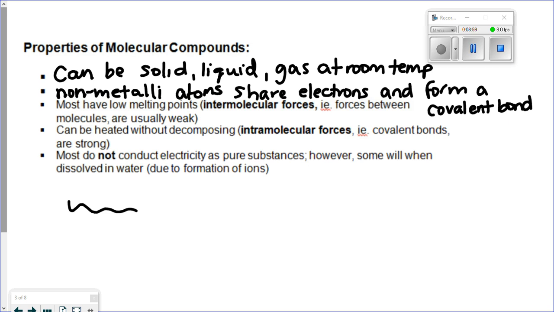So most of them have low melting points, meaning again, they'll become gases at lower temperatures, they'll become liquid at lower temperatures. So the intermolecular forces are usually weak and can be heated without decomposing.